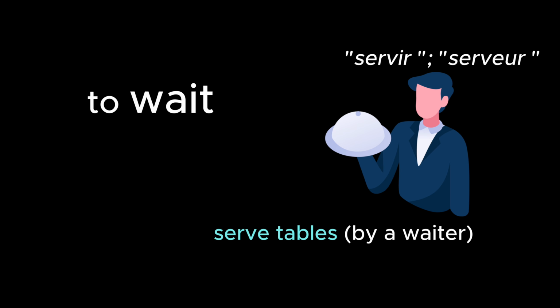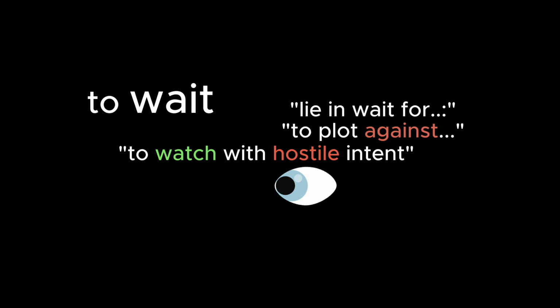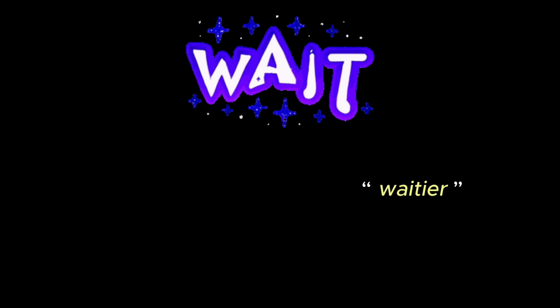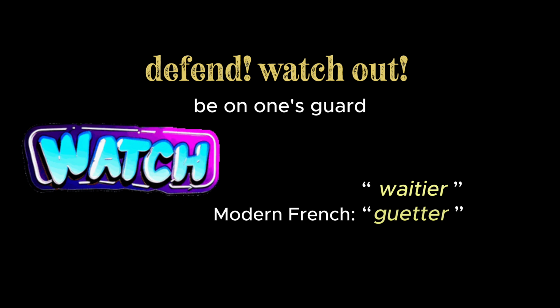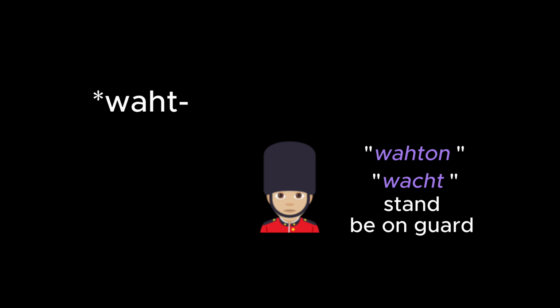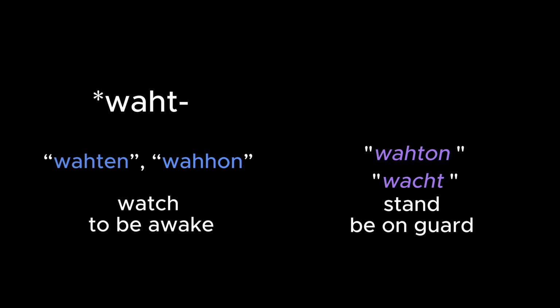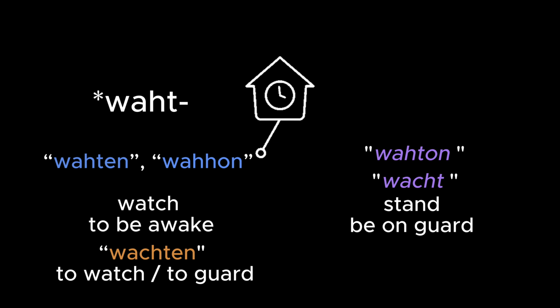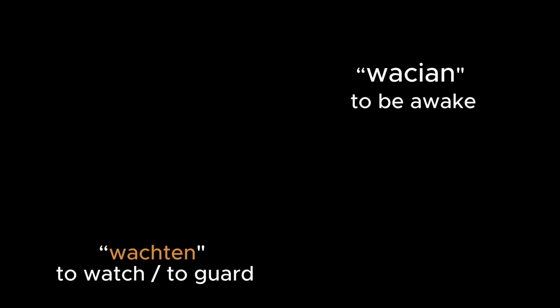Wait, there's more. To wait can mean to serve tables by a waiter, from French servir and serveur, respectively. First it meant to watch with hostile intent, lie in wait for, or to plot against. And later it came to mean to stand by in attendance, from Anglo-French and Old North French, to watch. Old French, guaitier, watch out, be on one's guard, lie in wait for. From Frankish or some other Germanic source, waht. From Proto-Germanic wacht, also of Dutch, stand or be on guard. Old High German, to watch, be awake. German, to watch, to guard. Old English, to be awake.